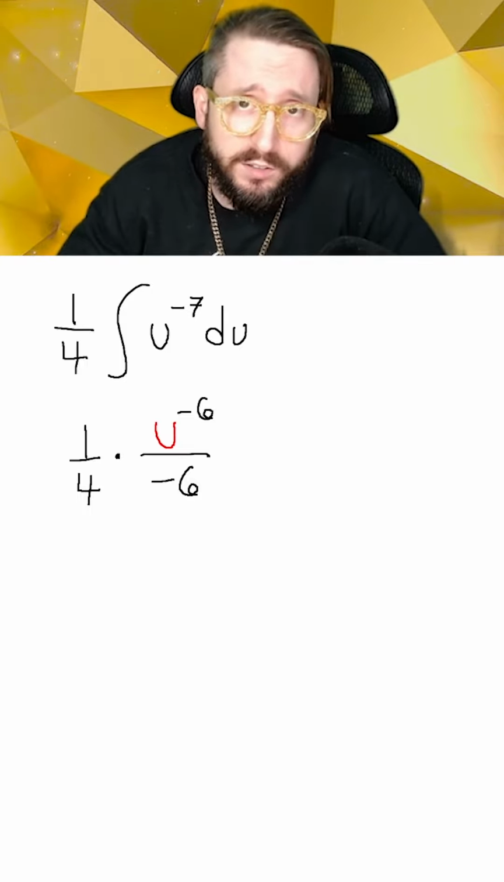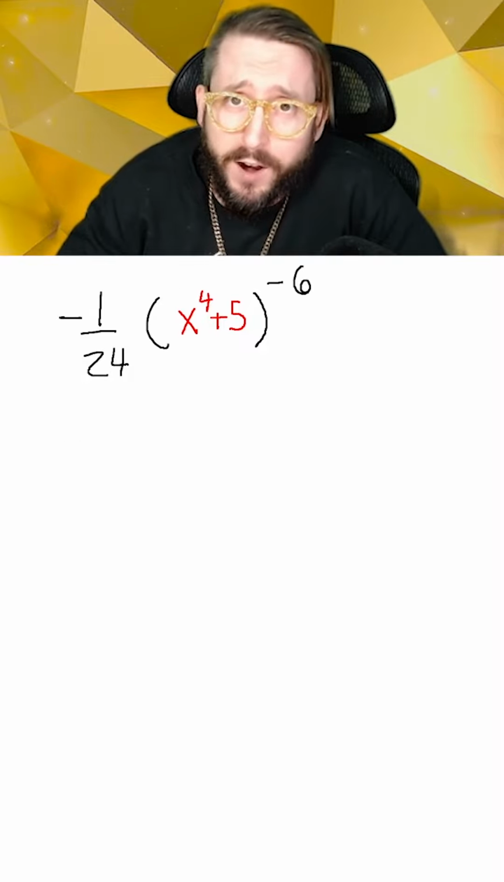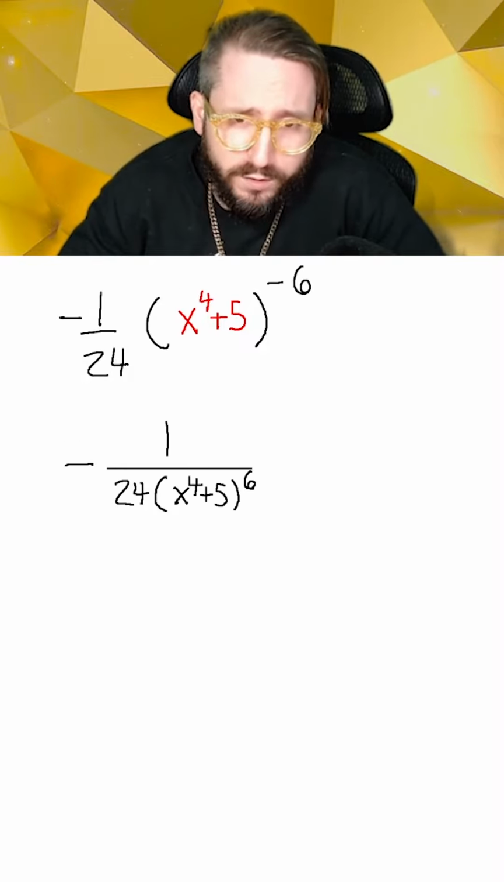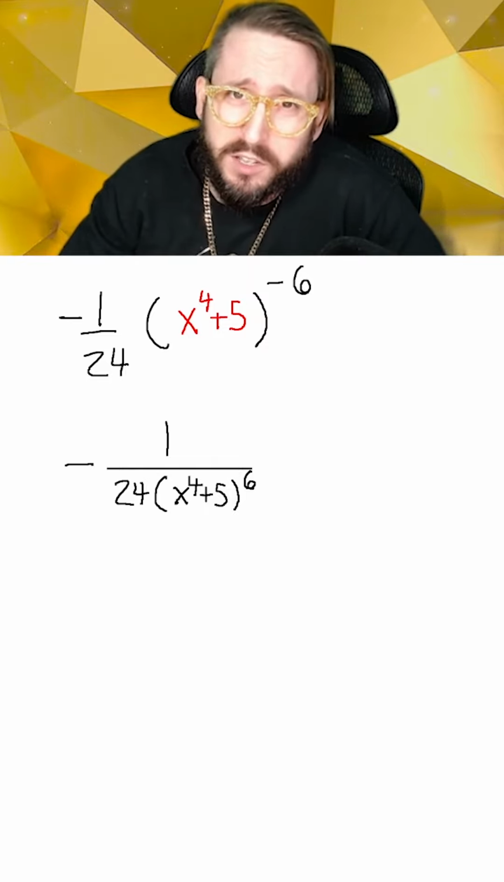which gives us 1/4 u to the negative 6 over negative 6. And now I'm going to plug back in x to the 4th plus 5 for u. So simplifying a little bit, we get our final answer, which is negative 1 over 24 times x to the 4th plus 5 to the 6th. And there you have it. That's how to use u substitution on messy integrals.